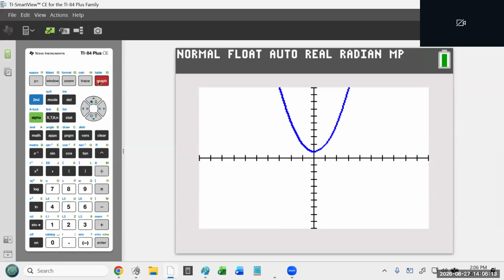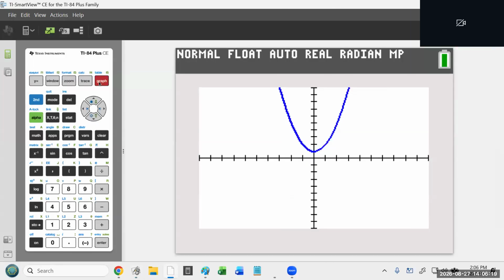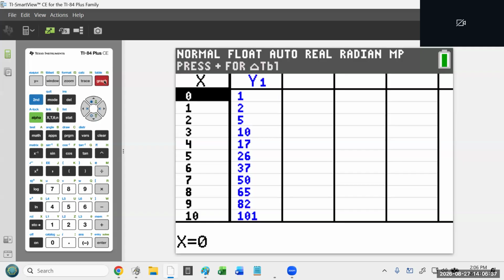What would help is if we had the table of values. Well, here's a really nice thing. Do you see how there's the word table just above the word graph? What color is that word? Blue. So all that's saying is if you want the table, hit the blue button first. So hit second, then hit graph. And that will jump you to the table.